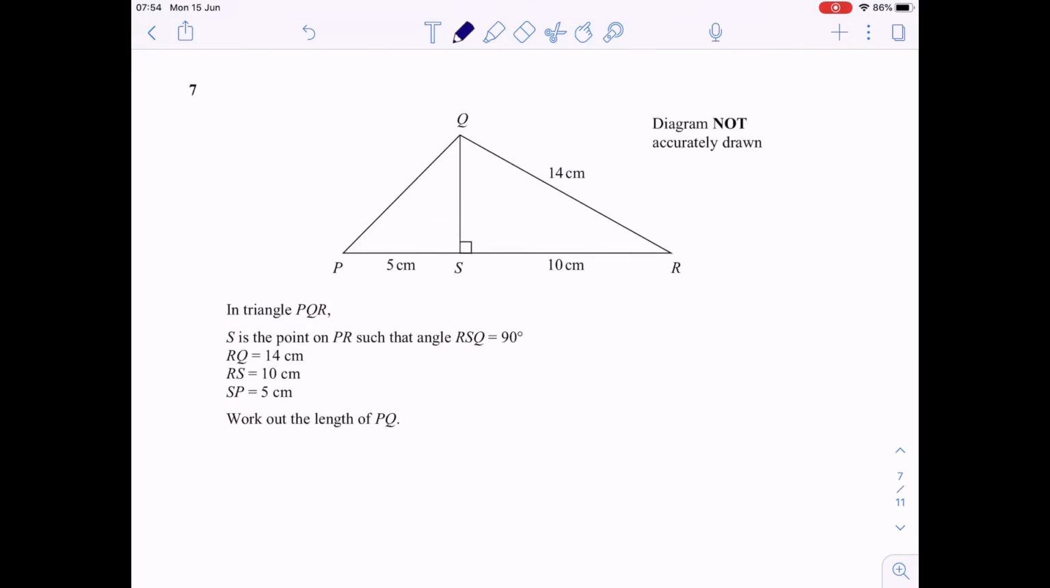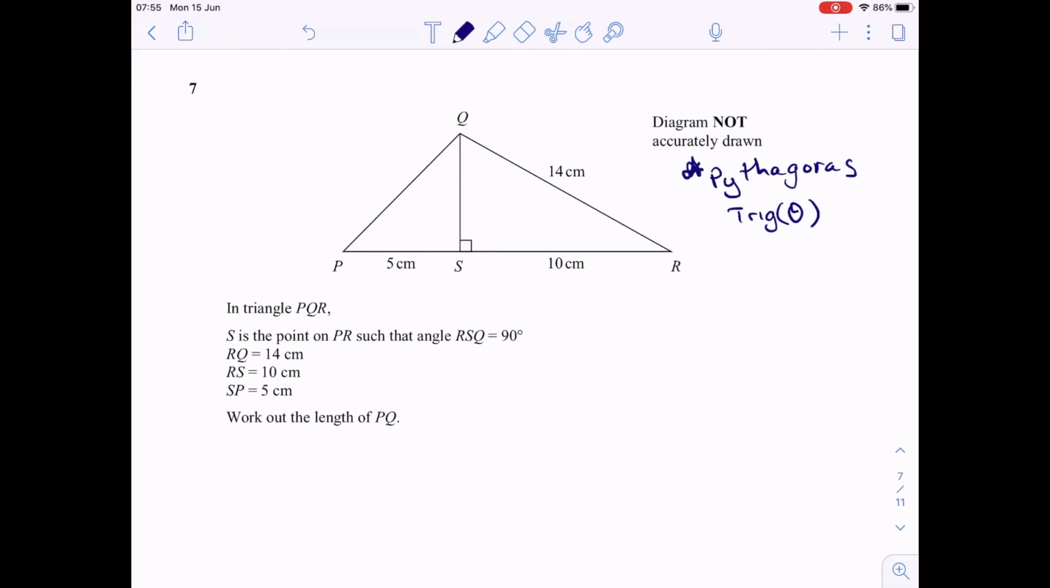Okay, we have a right angle triangle. Now, whenever I see a right angle triangle, I think of 2 things. I think of Pythagoras, and I think of trigonometry. Now, trigonometry must have an angle, and this question doesn't seem to have an angle, so I'm going to guess that in this question we're going to use Pythagoras.